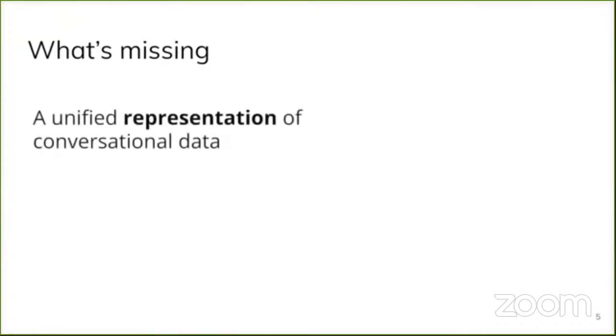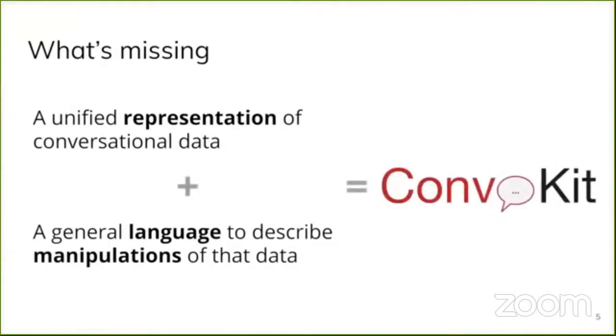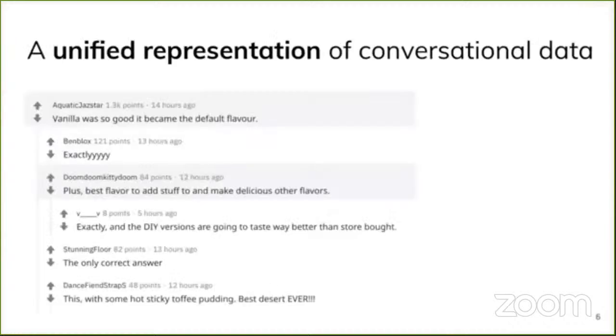As such, it appears that there are two missing ingredients needed to streamline conversational data analysis. First, we need a unified representation of conversational data, and second, we need a general language to describe manipulations of that data. Providing both of these missing ingredients is exactly what ConvoKit aims to do. Now, let's look in more detail at how ConvoKit achieves this. So what does this unified representation look like?